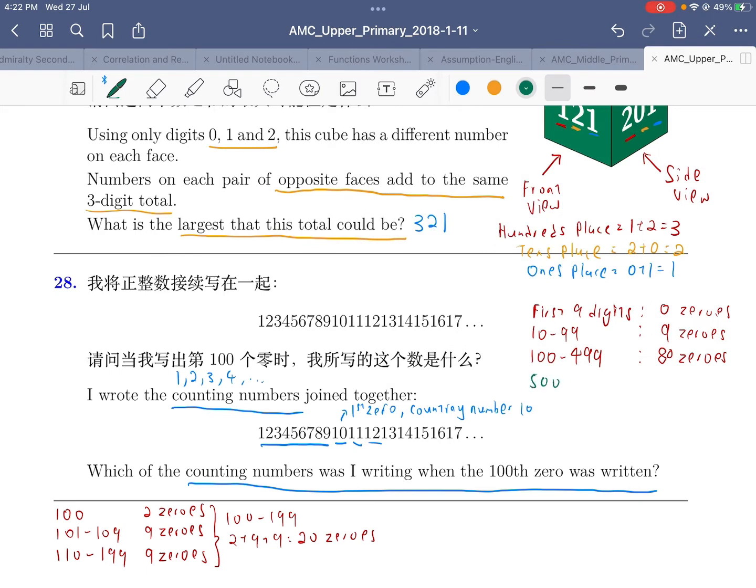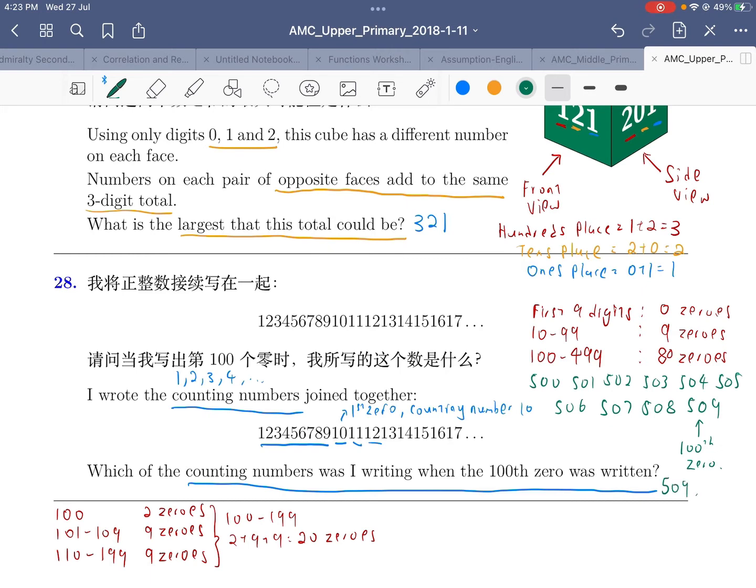We need 11 more zeros. 500, 2 zeros. 501, 1 zero. 502, 1 zero again. 503, 1 zero. 505, 1 zero. And we realize that the 100th zero will belong to the 11th zero over here, and it is going to be at 509. And hence, the final answer is going to be 509.